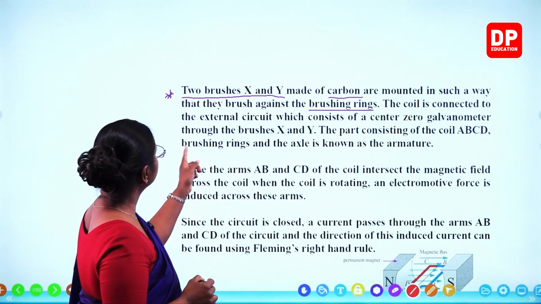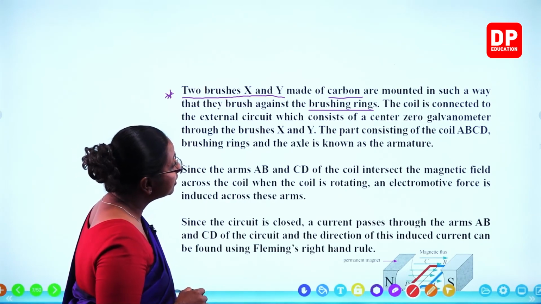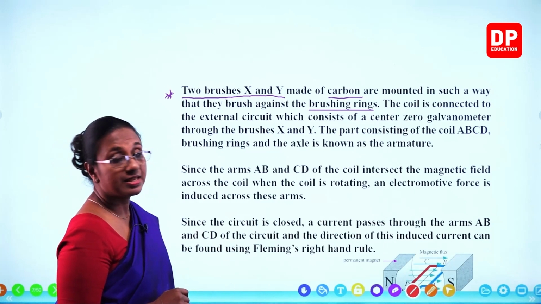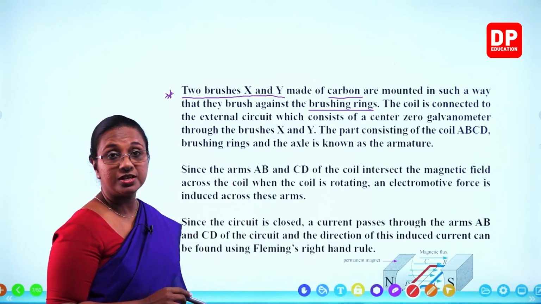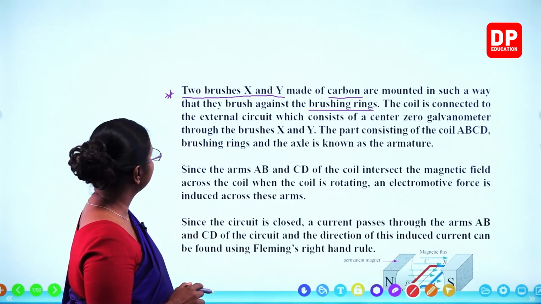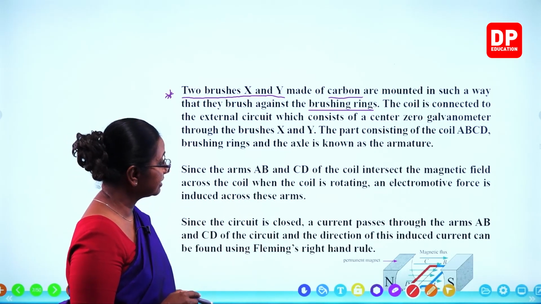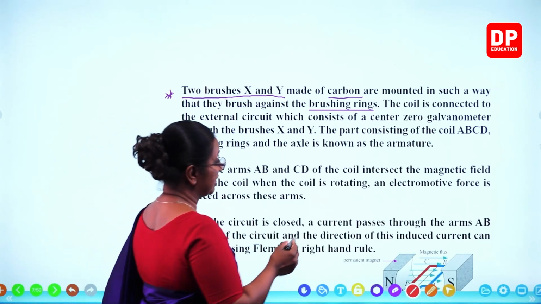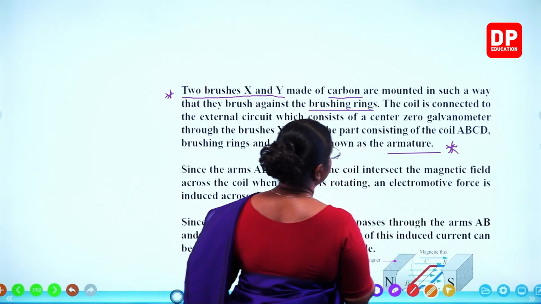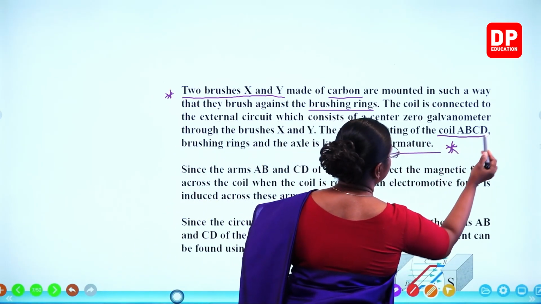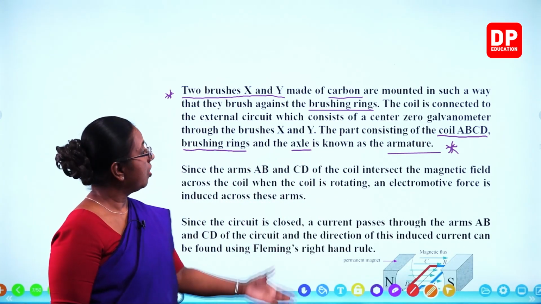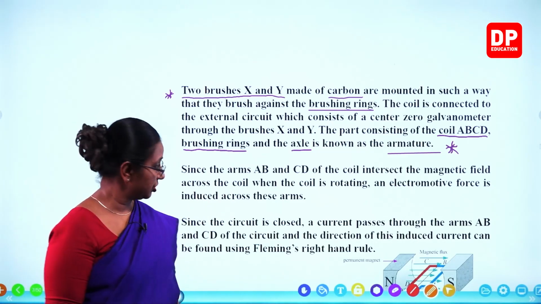The coil is connected to the external circuit which consists of a center zero galvanometer through the brushes X and Y. So here we use a center zero galvanometer. The part consisting of the coil ABCD, brushing rings and the axle is known as the armature. So here also there is an armature. It consists of the coil ABCD, brushing rings and the axle, all together.